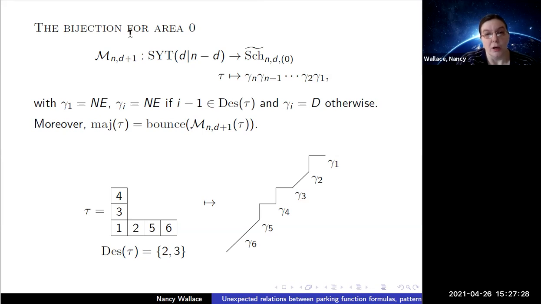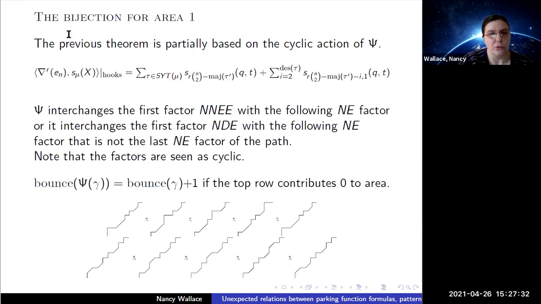And I can do this because the previous theorem that I said I'd talk about later is for hook shapes. So there's also a bijection for area 1 paths, which starts by a cyclic action.